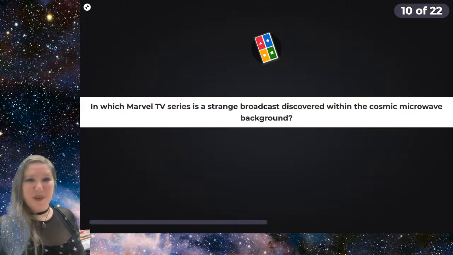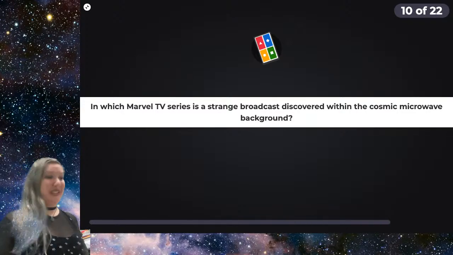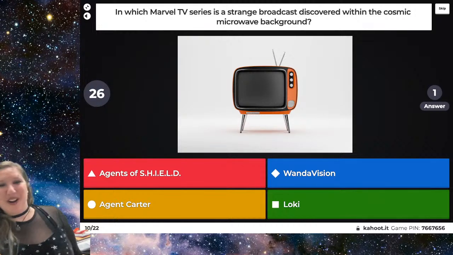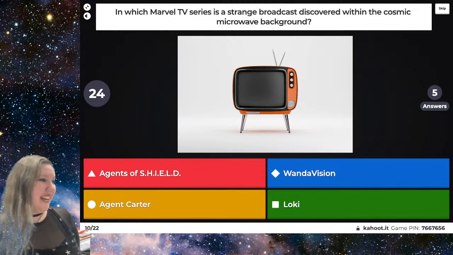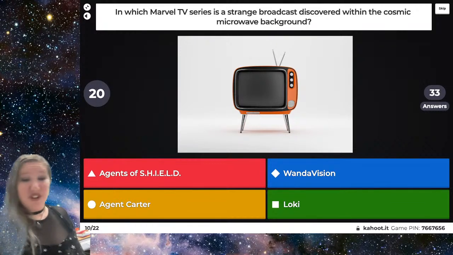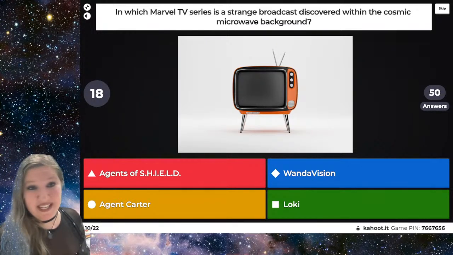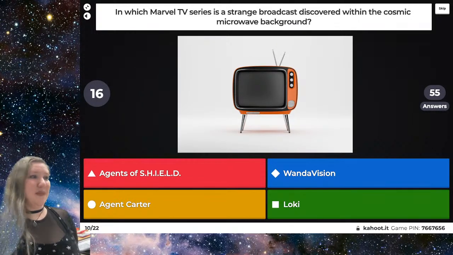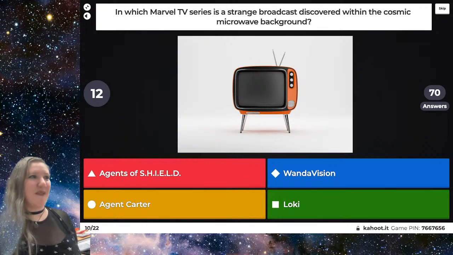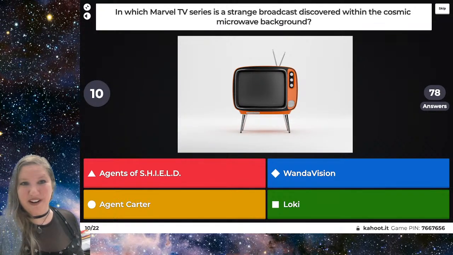So our next question is, in which Marvel TV series is a strange broadcast discovered within the cosmic microwave background? Is it Agents of S.H.I.E.L.D.? Is it WandaVision? Is it Agent Carter? Or is it Loki? Which one of these Marvel TV series has a strange broadcast that's discovered within the cosmic microwave background?